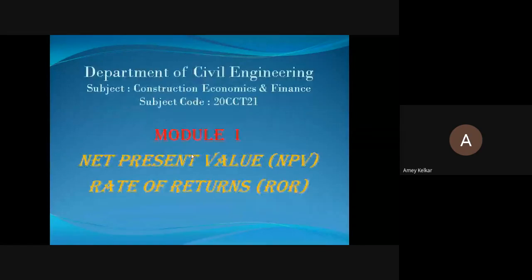So we are studying the subject Construction Economics and Finance. In that, we are dealing with Module 1. So today's concepts which we will be studying are net present value and rate of returns. These are two very important concepts. If we understand them, further solving the examples will be easy, and from next class, or say from Monday, we'll be starting with examples.